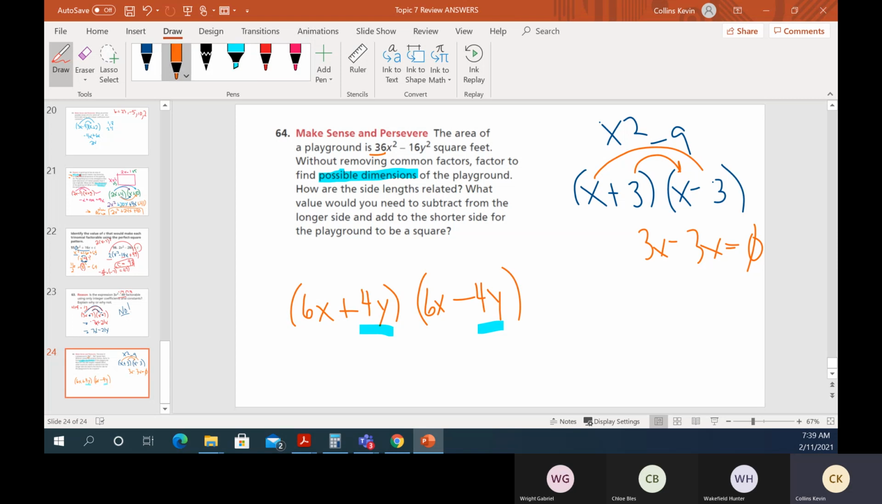Well, basically, if we subtracted 4y from here, right, and added 4y to there, then these guys would cancel out and the playground would be 6x times 6x, which would be an equal length. So that would make this guy a square. Okay. Questions?